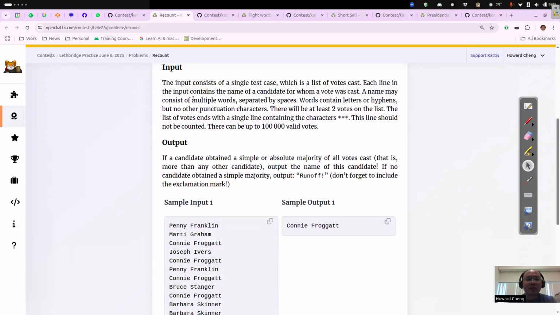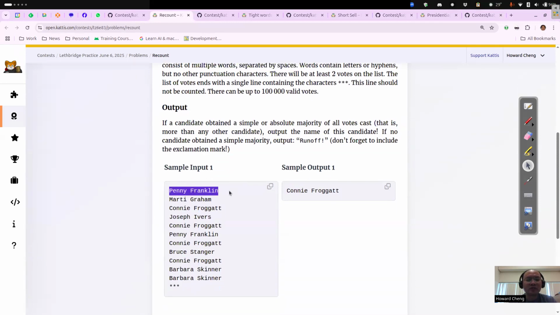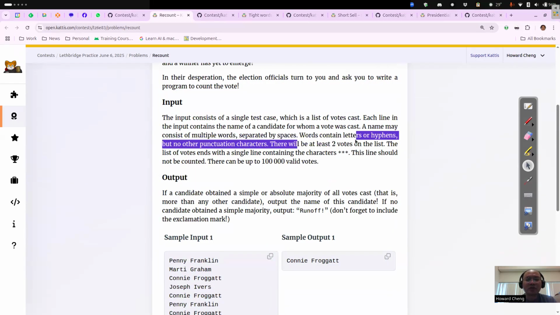A name consists of multiple words separated by spaces. Words can contain letters or hyphens, but no other punctuation characters. So you have to be sure to read both of these as one name, right? So just be careful here. Use getline, for example. There'll be at least 2 votes, up to 100,000.